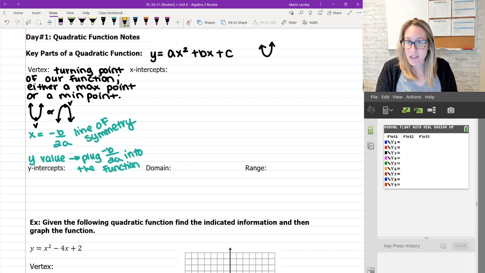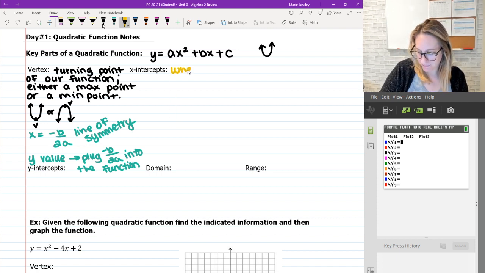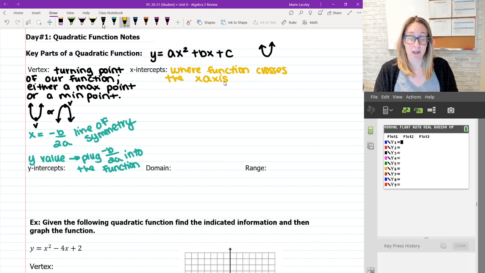So an x-intercept is exactly what it sounds like. It's the point that intercepts the x-axis, right? So it's where your graph crosses the x-axis. All right, so where your function crosses the x-axis. All right, so that's what it is, right?